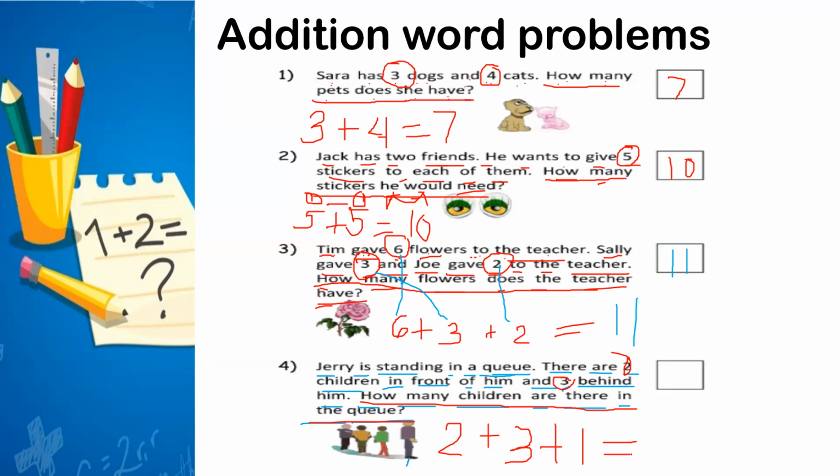okay, teacher, you're trying to trick us. Oh, I'm not. Okay, all right, now let's count. Okay, so let's do it. So 2 plus 3 plus 1 equals? Okay, so the answer is 6. Okay, so let's write 6 here. So we can say then that there are 6 children in the queue.